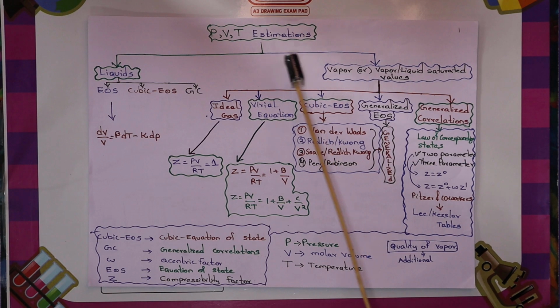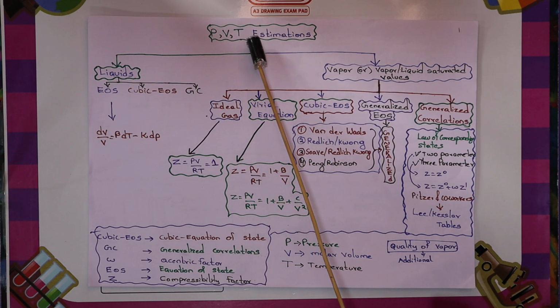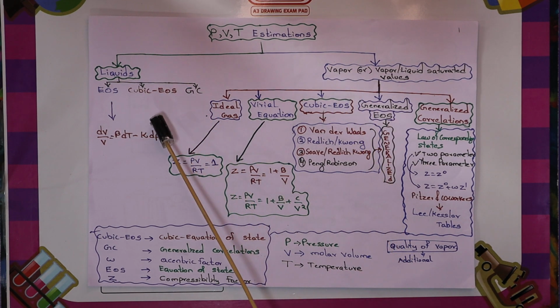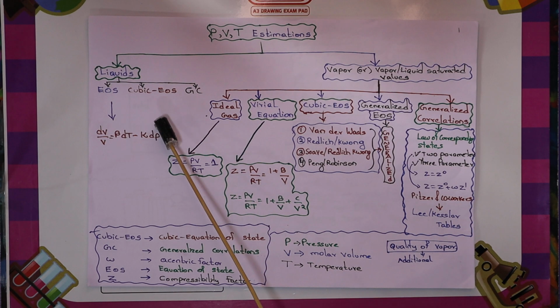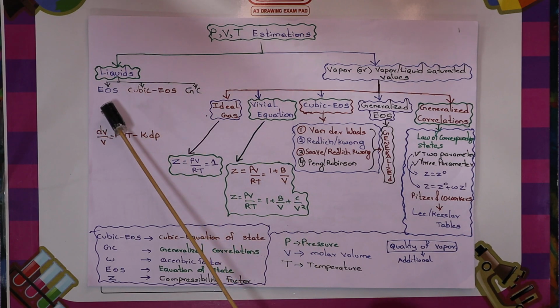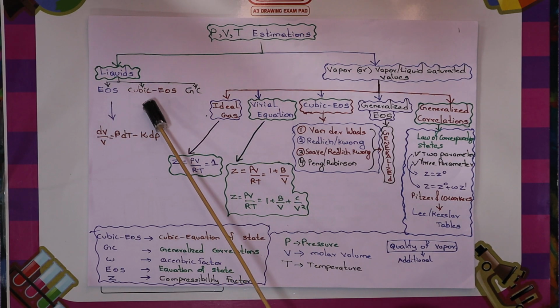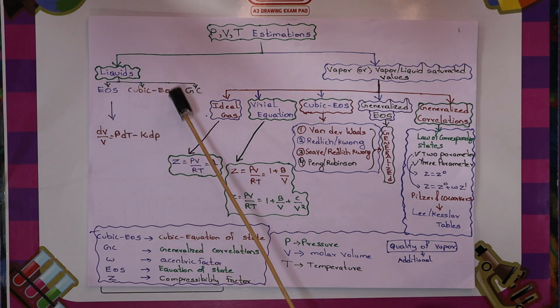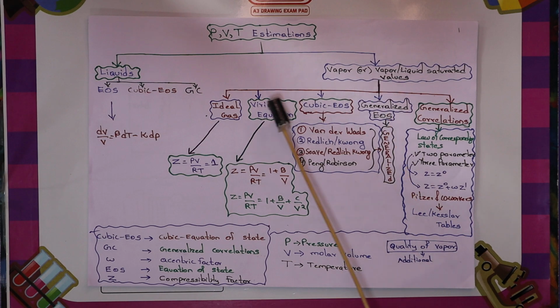In my previous lecture, I gave an overview of what we are going to learn. In the first phase, we are going to learn PVT estimations, pressure, volume and temperature estimations for liquids as well as vapors. There are separate sets of equations and procedures for the estimation of volume from the pressure and temperature data. Those are equations of state, cubic equations of state and generalized correlations. For liquids, this set is available, and for vapors, we have another set of procedures and equations.